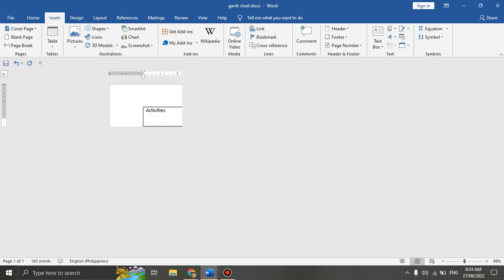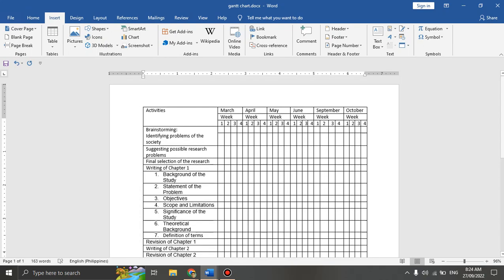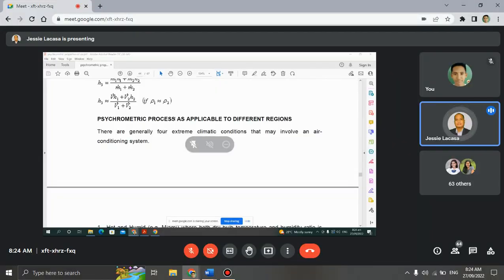So psychrometric process is applicable to different regions. Di ba sa air conditioning dili pareha og process. So it depends upon the region nga imuhang applyan, no? Kung asa siya applicable. For example sa mga cold countries, dili na siya makinahanglan og cooling, gawas kung mo change na pud ang ilang season.